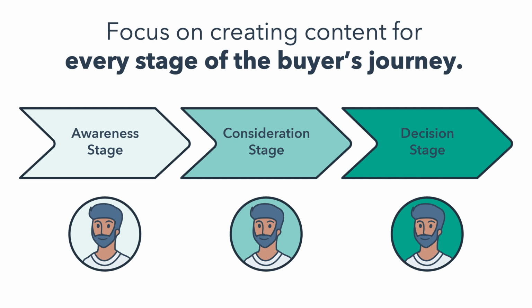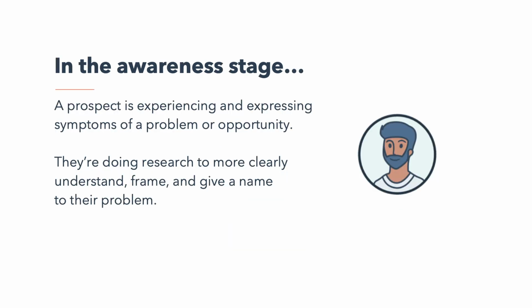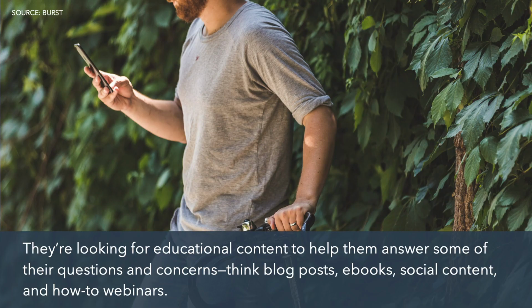and decision. In the awareness stage, a prospect is experiencing and expressing symptoms of a problem or opportunity. They're doing research to more clearly understand, frame, and give a name to their problem. They're looking for educational content to help them answer some of their questions and concerns. Think blog posts, ebooks, social content, and how-to webinars.